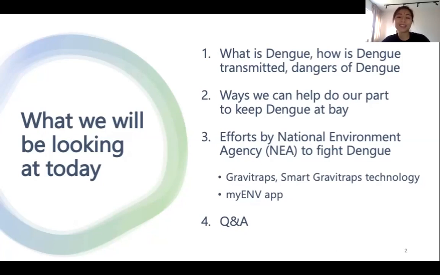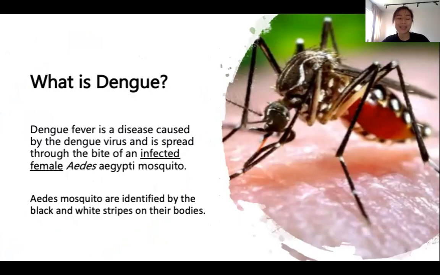So let's start. Firstly, what is dengue? Dengue fever is a disease that is caused by the dengue virus and is spread through the bites of an infected female Aedes mosquito. Over here you see a picture that shows an Aedes mosquito. They are identified by the black and white stripes on their bodies.